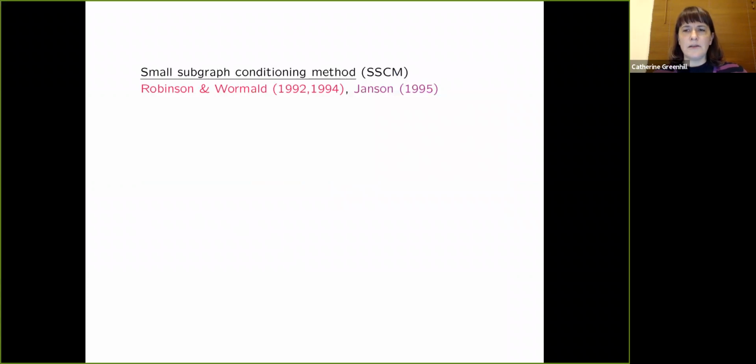Right. Well, I think it's time that we go through the small subgraph conditioning method in full, in detail. So this is a statement of the theorem introduced by Robinson and Wormald and sort of enhanced or restated by Janson. We need some constants. So lambda_i should be a positive constant and delta_i greater than or equal to -1 for all positive integers i.